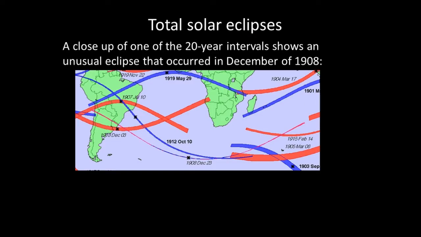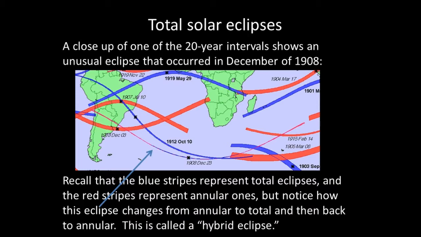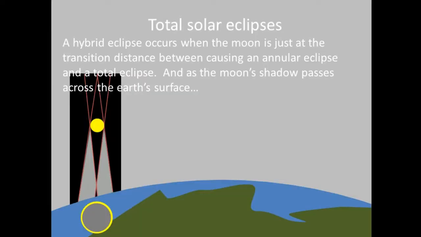A close-up of one of the 20-year intervals shows an unusual eclipse that occurred in December of 1908. Recall that blue stripes represent total eclipses and red stripes represent annular ones, but notice how this eclipse changes from annular to total and then back to annular. This is called a hybrid eclipse.